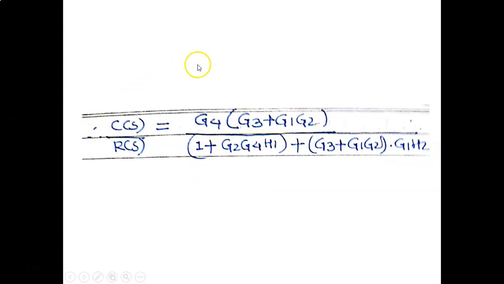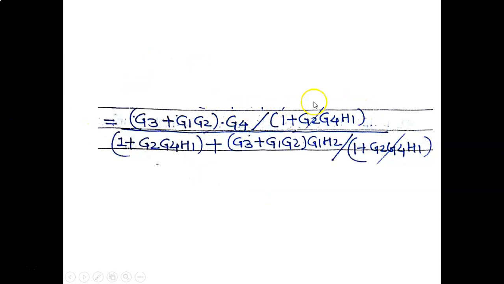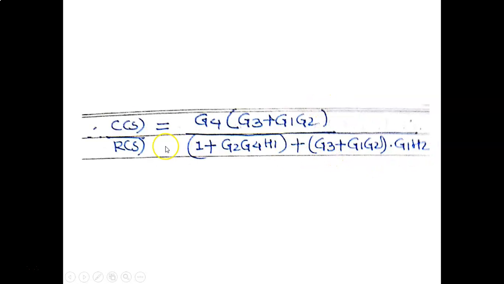Therefore these two brackets will get cancelled, these two denominators. Therefore final solution we are getting is CS upon RS is equal to G4 into bracket G3 plus G1 G2 divided by 1 plus G2 G4 H1 plus G3 plus G1 G2 into G1 H2.